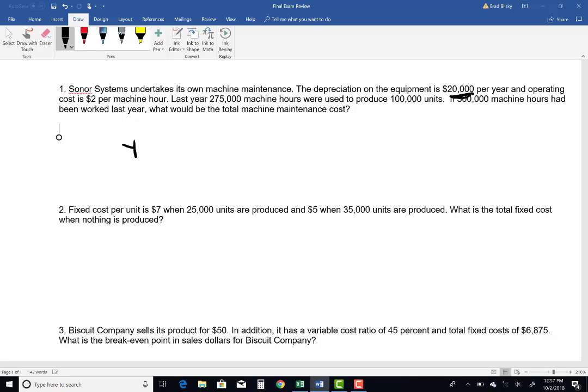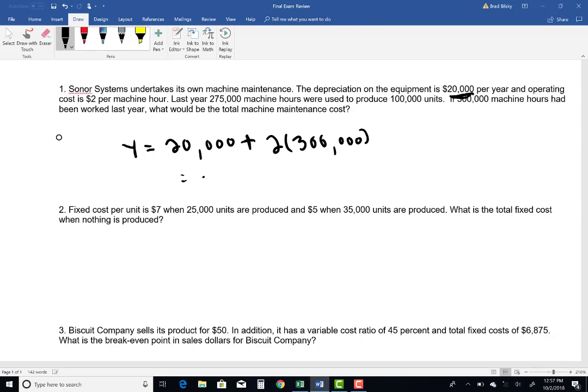What we're going to do is just add up all of our different costs. The first one is $20,000. Even if we didn't use that machine at all this year, if we had 0 machine hours used, we'd still have a maintenance cost of $20,000 because depreciation is included in that calculation. We do have that $20,000, but we also have the variable cost. We have the $2 per machine hour. If we had 300,000 hours, we just take 2 times 300,000 to figure out that portion of the cost calculation.